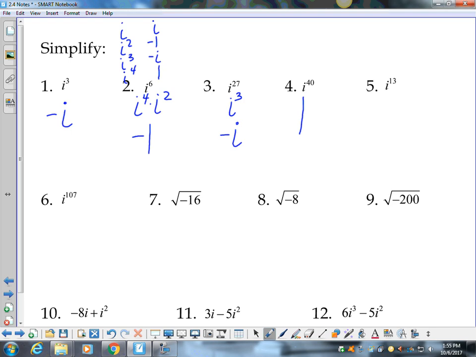Okay, look at i to the 13th. So 4 will take me all the way up to 12. So all those go to 1. And there's 1 left over to get me to 13. And again, you can give me answers with i's. Okay, i to the 107. I don't need my calculator. I know that 4 goes into 100. Then I know it'll go into 104. So how many are left over? 3 of them. Well, you can't give me that answer, but I know that i cubed is a negative i.